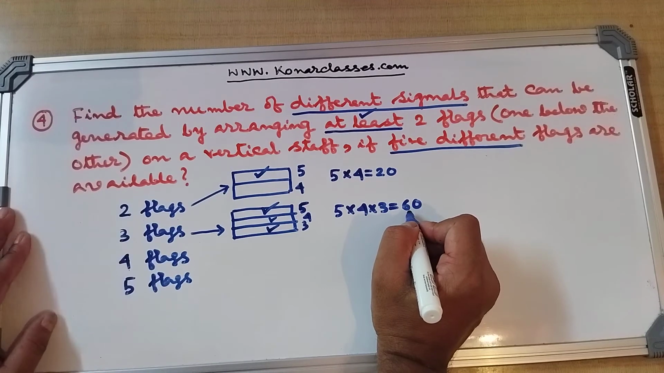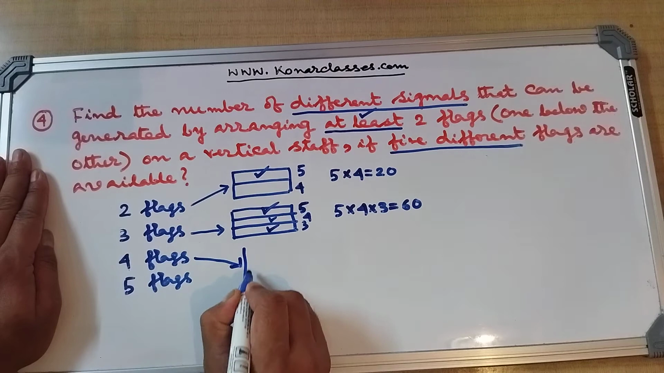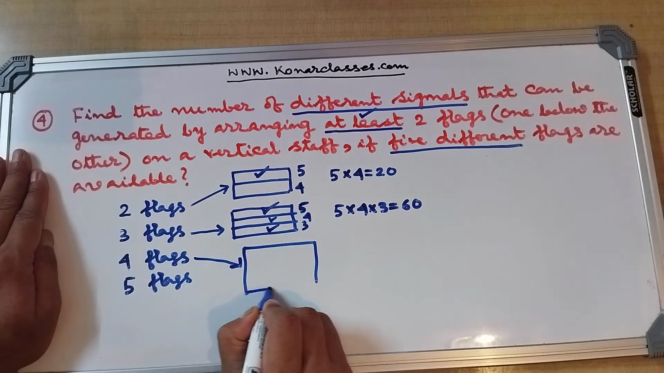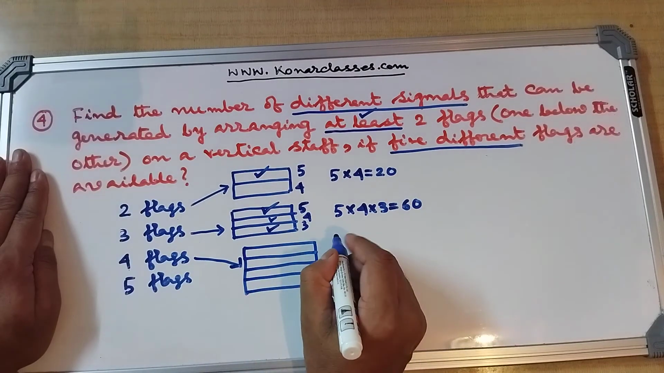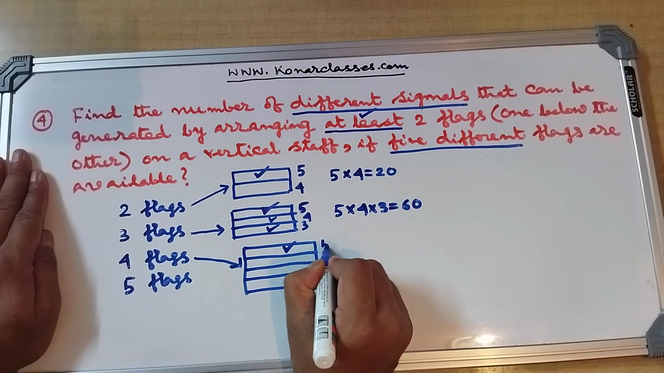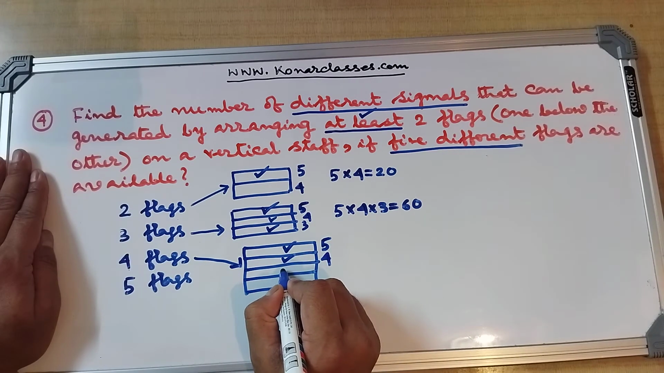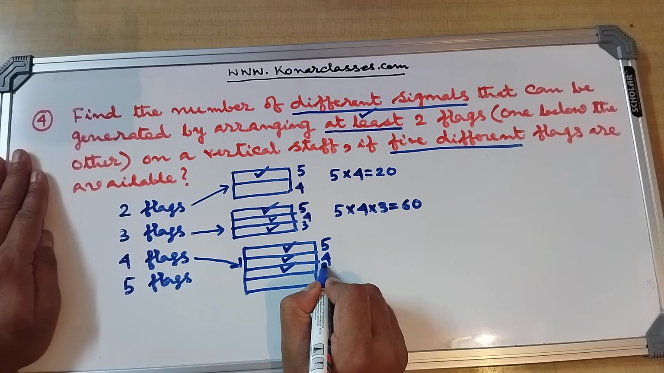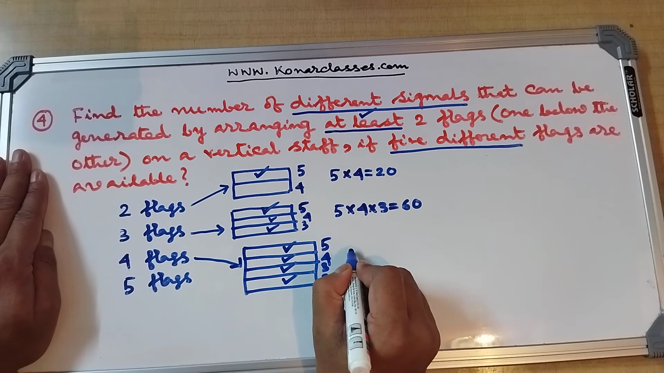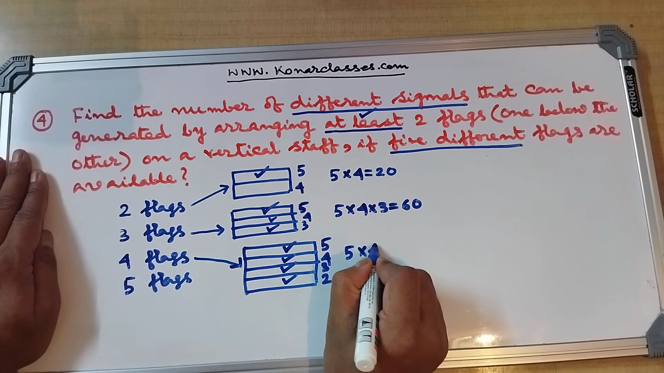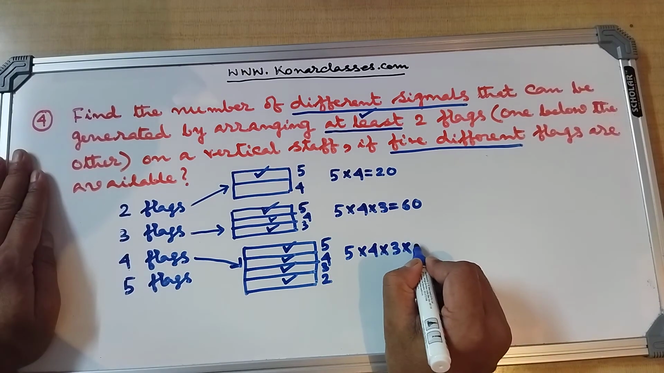Now let's come to the 4 flag system. In a similar manner, it looks something like this. The first place can be done in 5 different ways. For each of these, the second place can be done in 4 ways. For each of these, the third place can be done in 3 ways. And for each of these, the last place can be done in 2 ways. So the required number is 5 into 4 into 3 into 2, and that becomes 120.